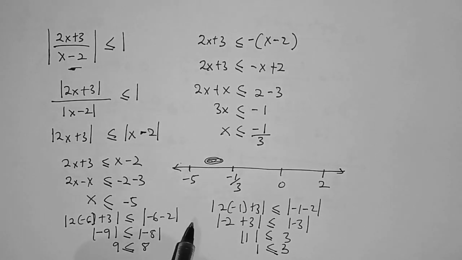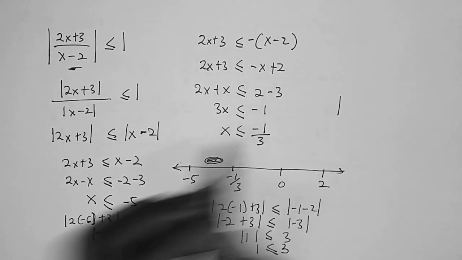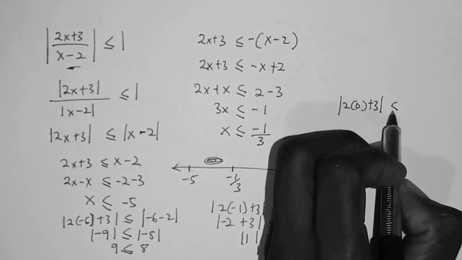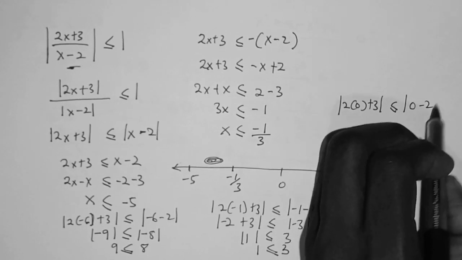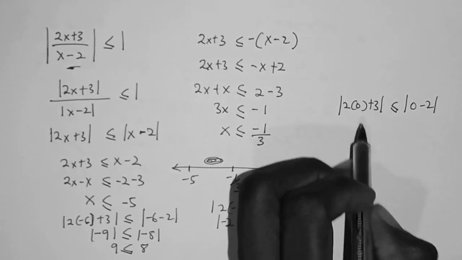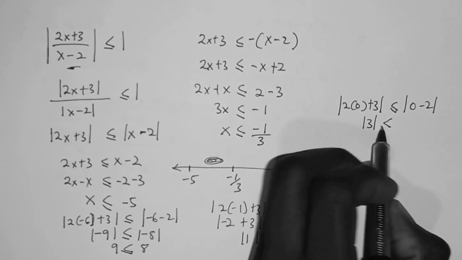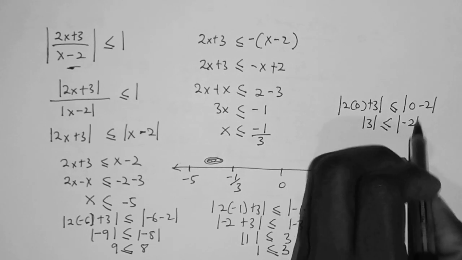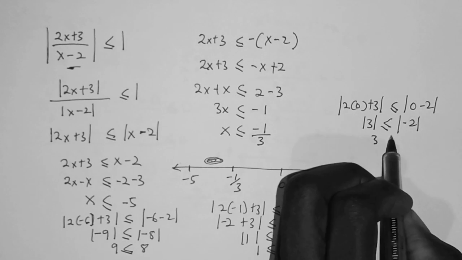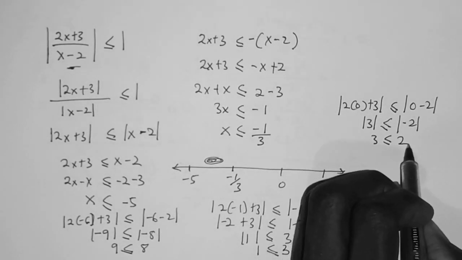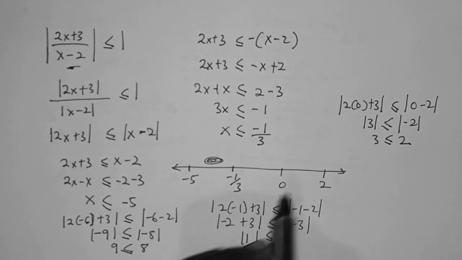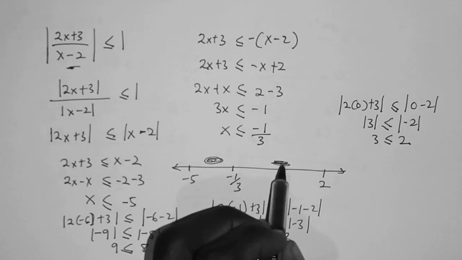Now let's take values greater than minus 1 over 3, for example 0. So if we insert 0, it becomes absolute value of 2 times 0 plus 3 less than or equal to absolute value of 0 minus 2. 2 times 0 is 0. 0 plus 3 is 3. So absolute value of 3 is less than or equal to absolute value of minus 2. Absolute value of 3 is 3, less than or equal to absolute value of minus 2, which is 2. And it is not true that 3 is less than or equal to 2. Therefore, this region is also not a required region.